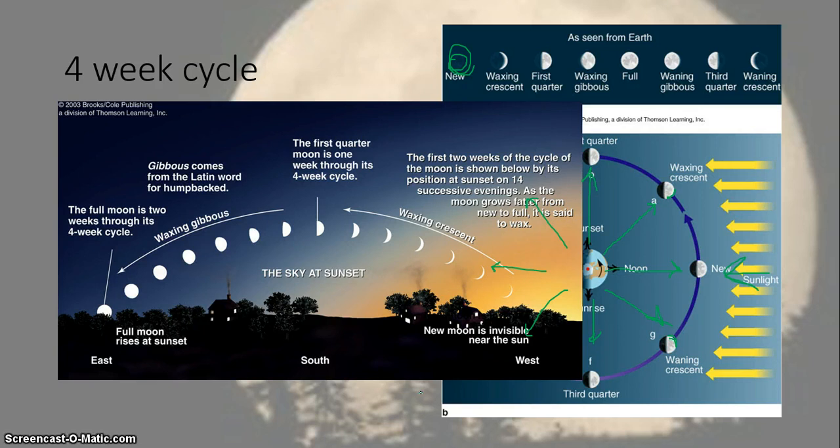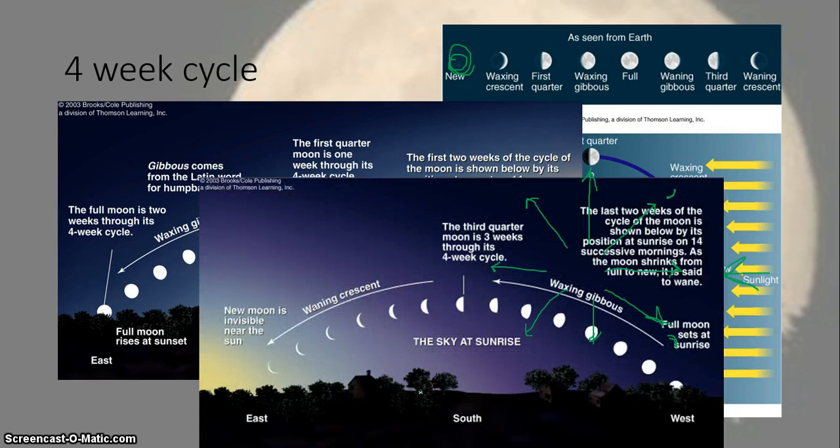All right. In our 4-week cycle, you have your waxing and your waning. Waxing means that the moon is getting fatter. So anytime it is getting bigger, it's waxing. And gibbous comes from the Latin word for humpback. So if it's going from new moon to full moon, it's waxing. And it's going to be gibbous through the second half of the waxing because it's humpback.